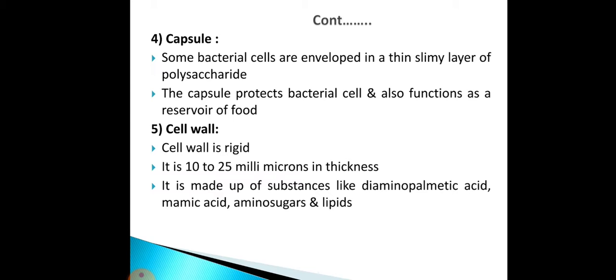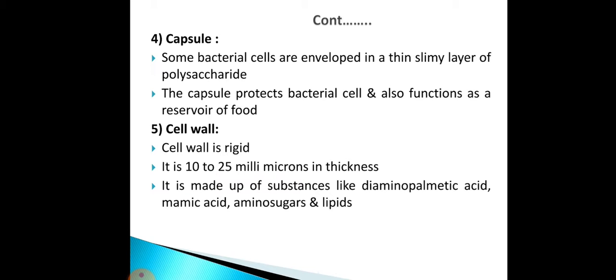Then the fourth one is the capsule. Some bacterial cells are enveloped in a thin slimy layer of polysaccharide. The capsule protects the bacterial cell and also functions as a reservoir of food. Then the fifth one is the cell wall. The cell wall is rigid. It is 10 to 25 millimicrons in thickness.